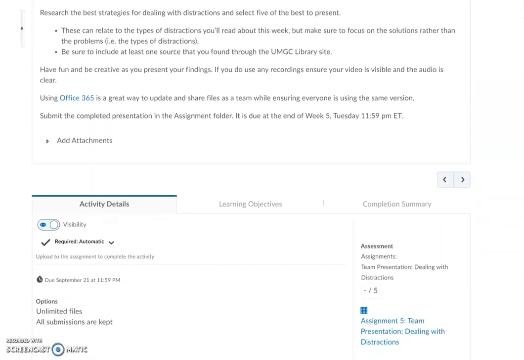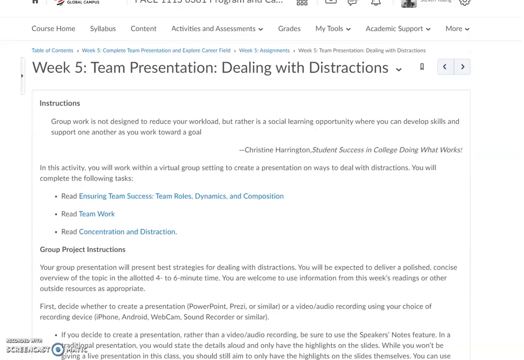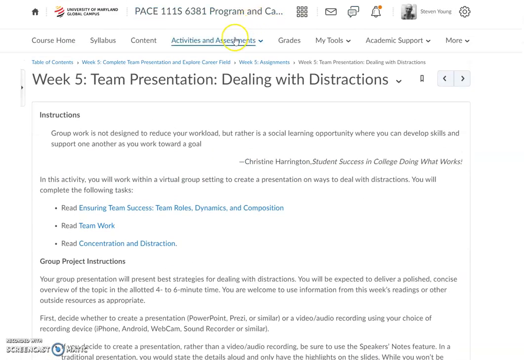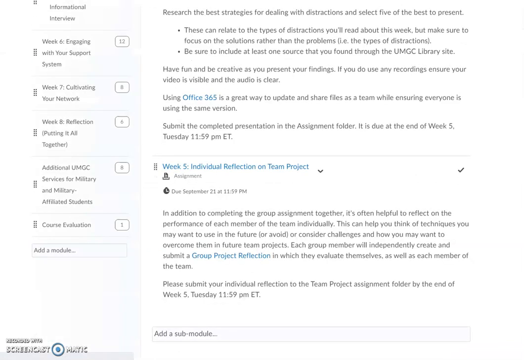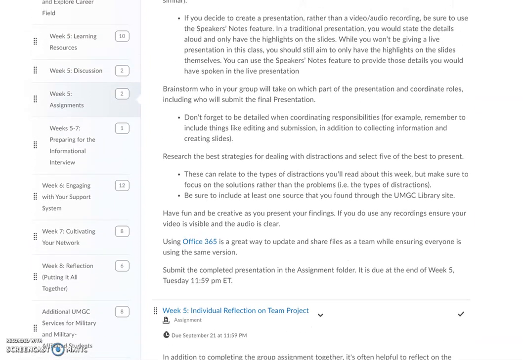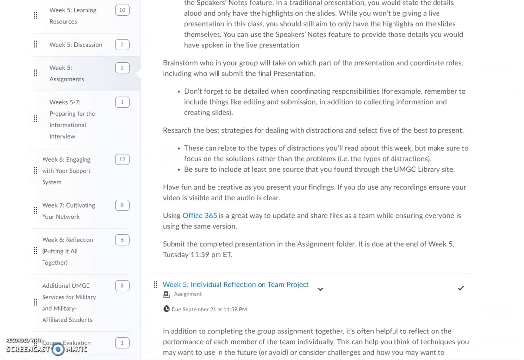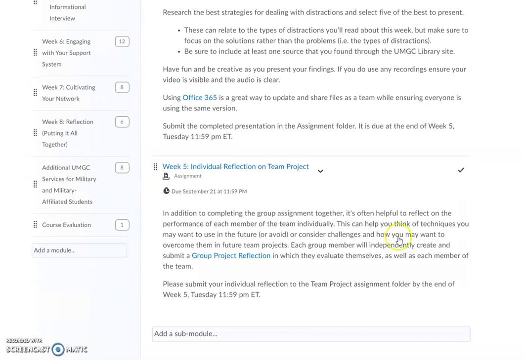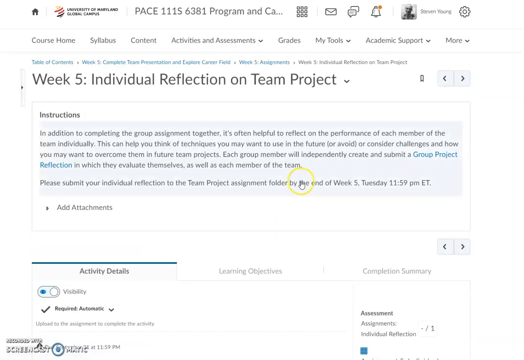And I do want to bring your attention to one other item that will be part of the week number 5 team project. One other item that you will be part of with this, and that's going to be the individual reflection on the team project. So it's inevitable that you may have 1 or 2 members in your group who aren't participating. That's okay, but I need to know that.